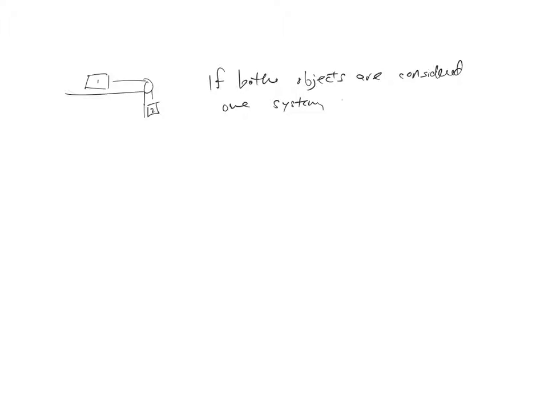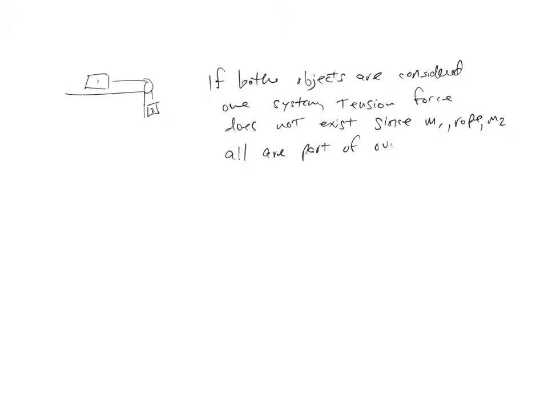What happens to tension? Well, tension force does not exist since M1, rope, M2, let's make all of those part of our system. Okay? That'll make things a lot simpler, right? And the weight of object 1 and the normal force add to 0.